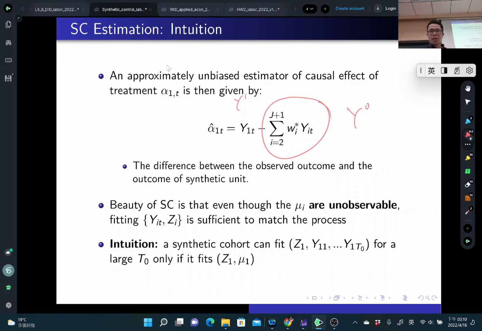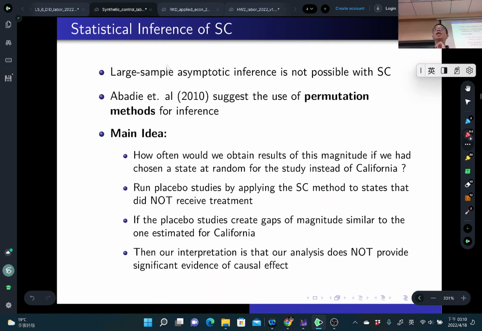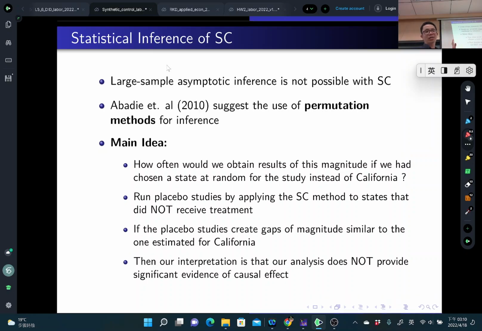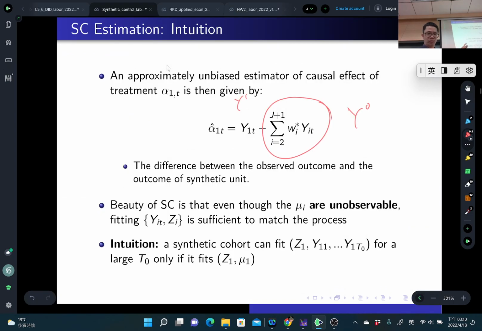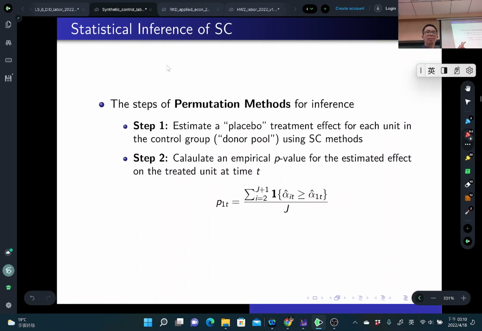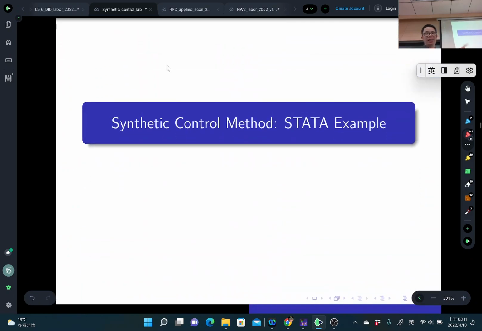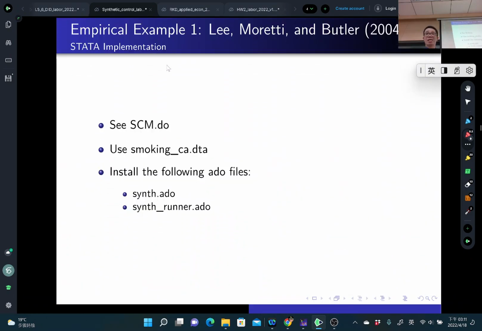Okay, any questions for this? Okay, so time's up. It's actually the right timing to stop here. Next I would like to let you know how to do statistical inference and hypothesis testing using the permutation method, and also how to use Stata to implement this method.